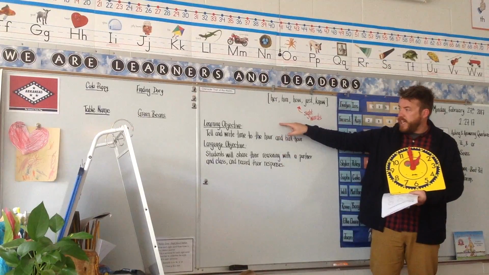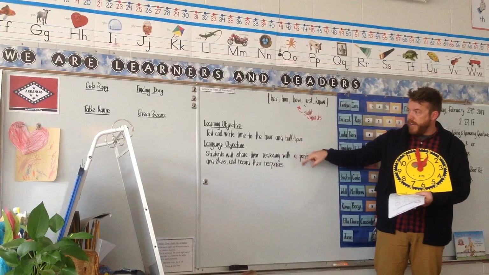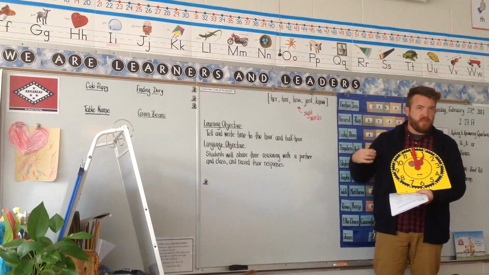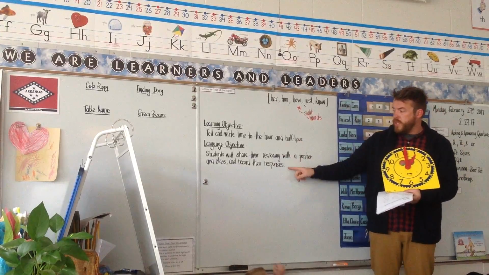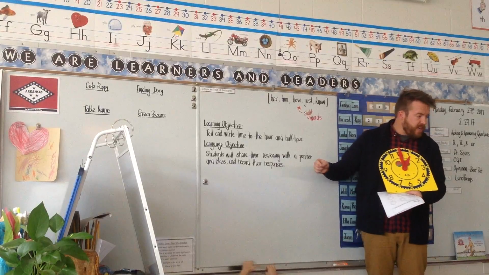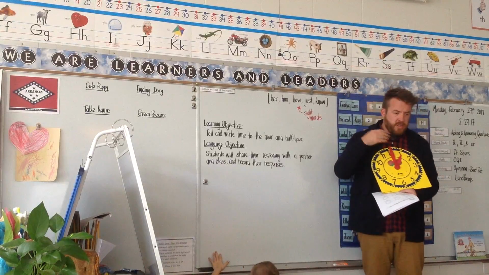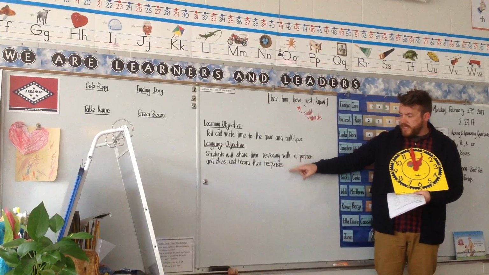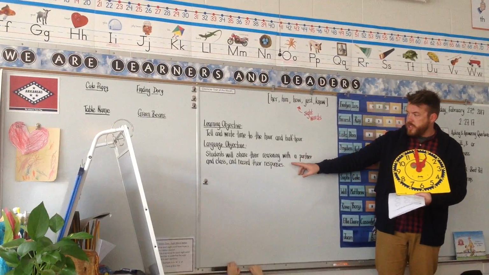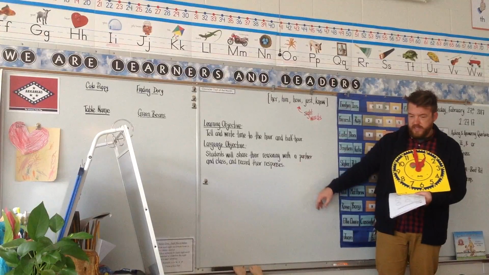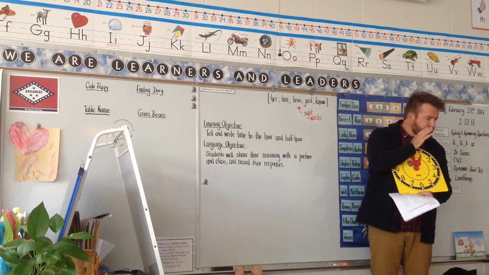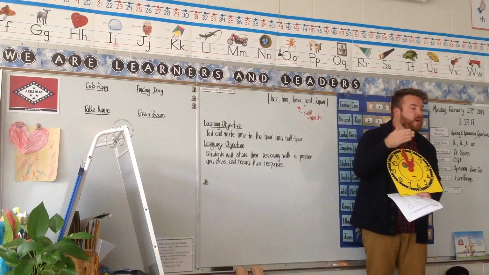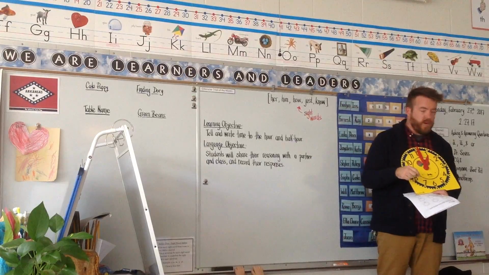So our objectives for today are to tell and write time to the hour and half hour. That's our learning objective. But we also know that we want to be able to use language. We want to talk and write in math. Not just write numbers, but also use our words to share ideas, to communicate with each other. Here it says, students will share their reasoning with a partner in class. So that means if you say, I know that it's 12 o'clock, you're going to say, I know that it's 12 o'clock because, tell why.